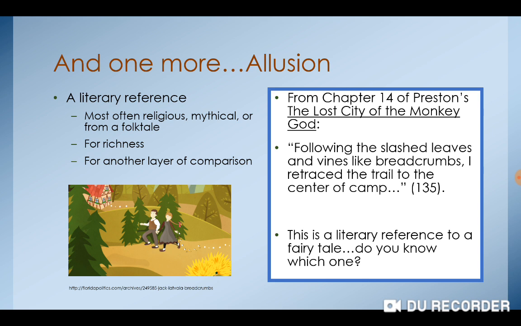This is an allusion to Hansel and Gretel. It's a fairy tale about a brother and sister who leave their house and they go to a witch's house and they leave breadcrumbs so that they can find their way back. And so that is an allusion to that fairy tale of Hansel and Gretel. Now, it didn't work for Hansel and Gretel, so obviously it didn't work for Preston either, and maybe that's why it's an accurate allusion.